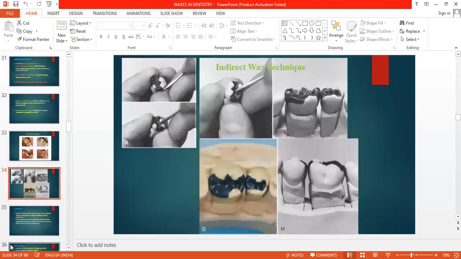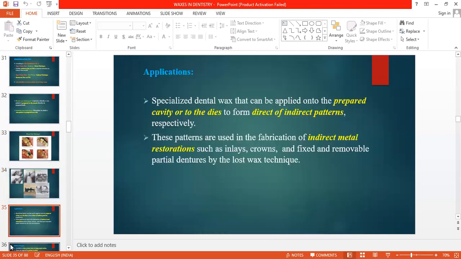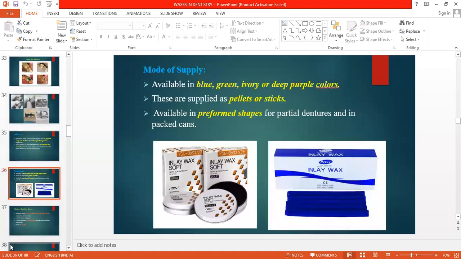Now the indirect wax technique. First of all, we take an impression, then the cast is poured, and the wax pattern is prepared on the cast itself. Then what are the applications? It can be applied onto the prepared cavity or to the dies to form direct or indirect patterns respectively. It is used in the fabrication of indirect metal restorations such as inlays, crowns, and fixed and removable partial dentures.